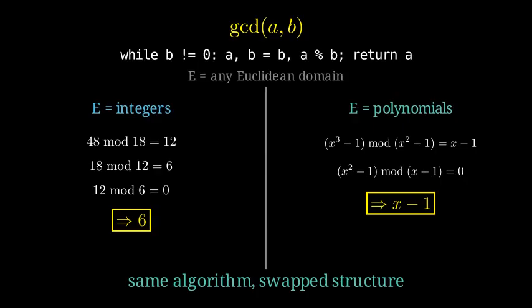2 traces side by side. The numbers shrink by magnitude, the polynomials shrink by degree. But the algorithm is identical, character for character. We did not write a special polynomial version of greatest common divisor. We wrote one greatest common divisor and handed it a different structure. Same algorithm, swapped structure. One greatest common divisor, and it just works on both.